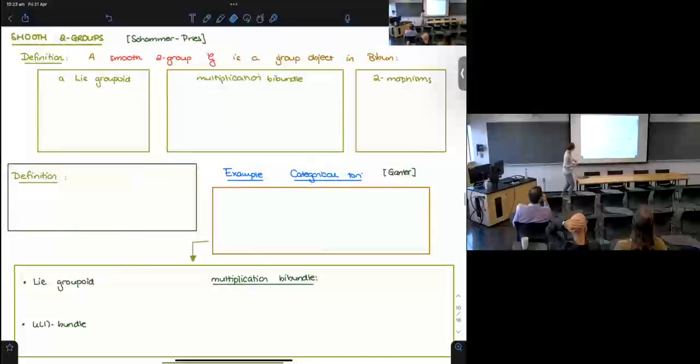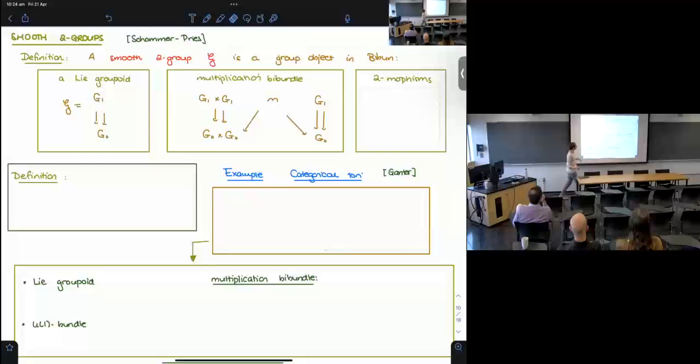Okay, so here's the definition of a smooth two group, following Chris Schommer-Pries. A smooth two group is a group object in this category of bibundles. That means it consists of a Lie groupoid, which we call G, a bibundle which gives multiplication, which we call M, but that's a manifold that lives in between G0 cross G0 and G0. And then we have two morphisms, for example, the associator and the unitor.